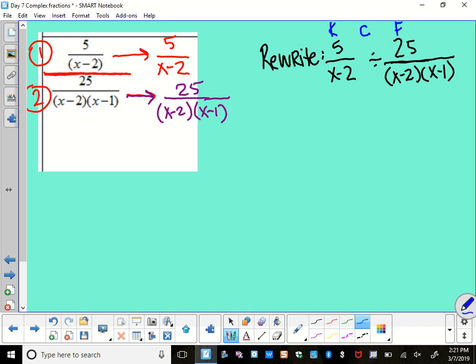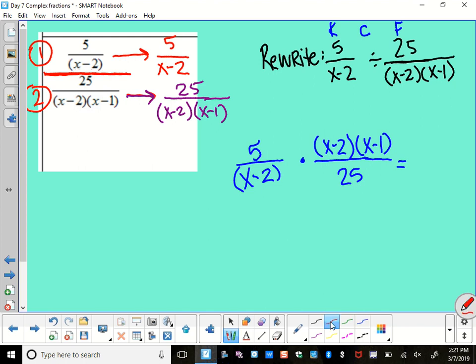So my first fraction is going to be 5 over x minus 2 times, and then I'm going to flip. So x minus 2 goes on top, x minus 1 is on top, and then 25 is on the bottom. Just from looking at this, can I cross anything out? The x minus 2 can go. So I'm left with 5 times x minus 1 divided by 25.